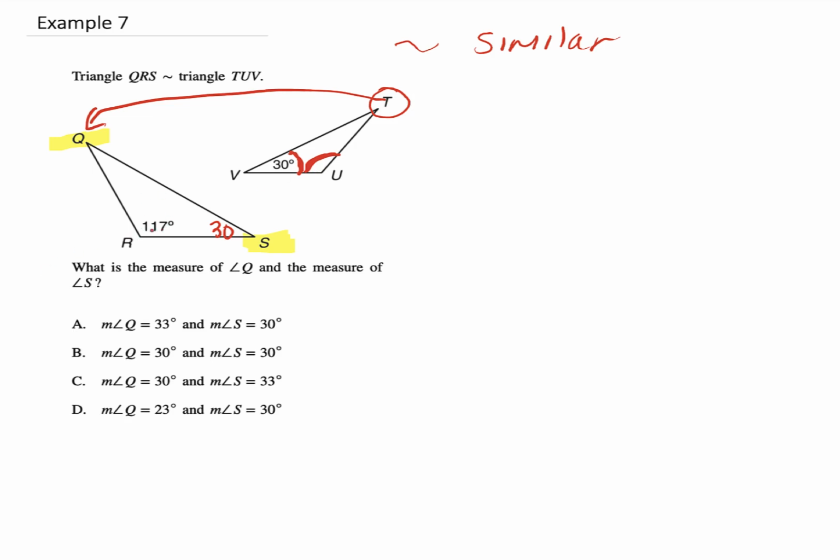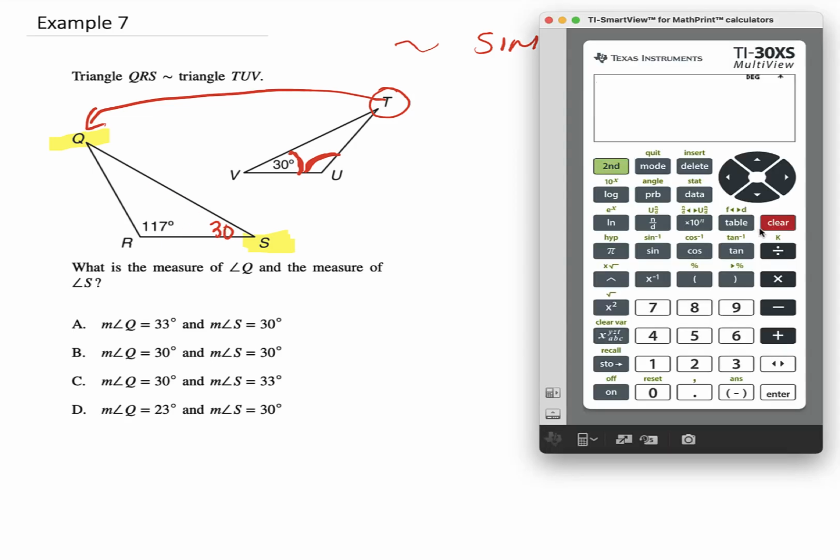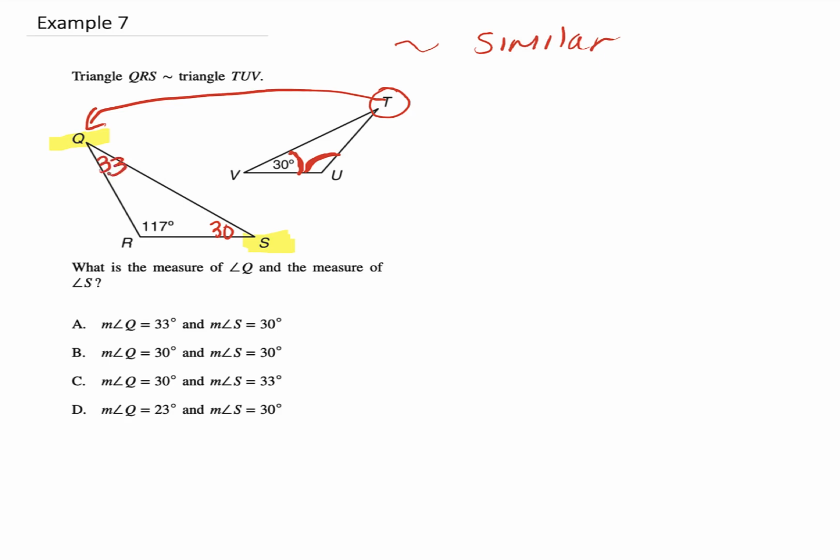So we have 117, we have 30, we can find Q. To find Q, 180 subtract 117, and let's subtract 30. So Q is 33 degrees. Let's see. A states that measure, so this little M here means measure. So measure of angle Q is 33. Yes. Measure of angle S is 30. So my answer is A.